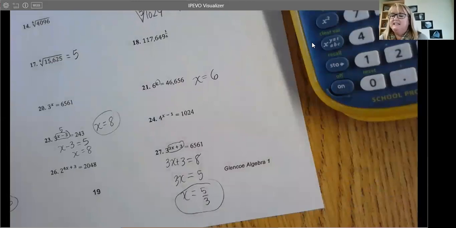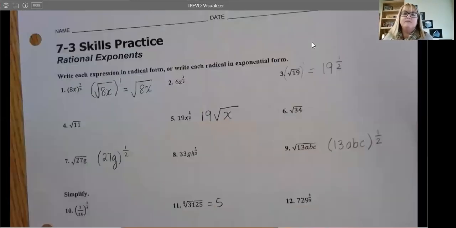So this is working with rational and exponential form. Try the rest on your own.